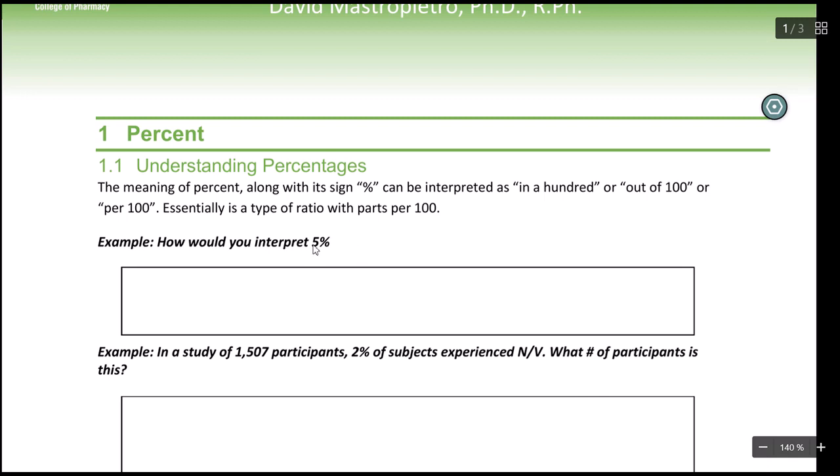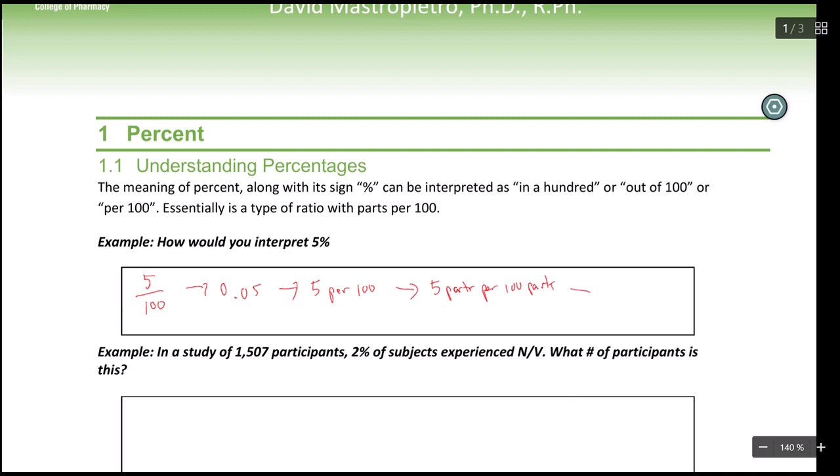So for example, if you see something that says 5%, how do you interpret that? Meaning, how do you say it in words? How do you write it out? You can say it's 5 over 100. You can put it as a decimal, 0.05. You can also say that there's 5 of something per every 100. Some people may also say parts, so you can say 5 parts per 100 parts.